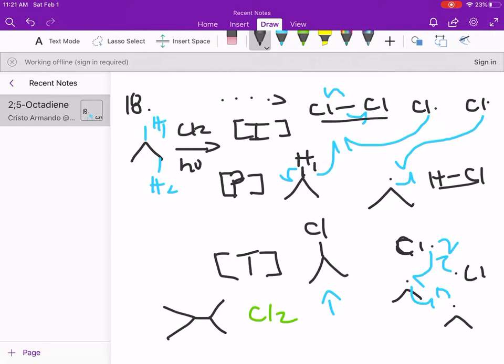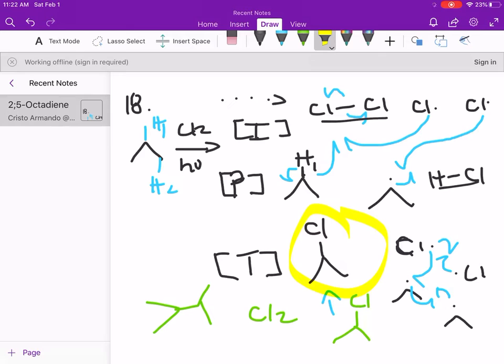So actually, let me draw that in green so you can see all the types of products that are formed. So all 3 products formed. Of course, you're going to want the monohalogenated product, which is going to be this one right here.